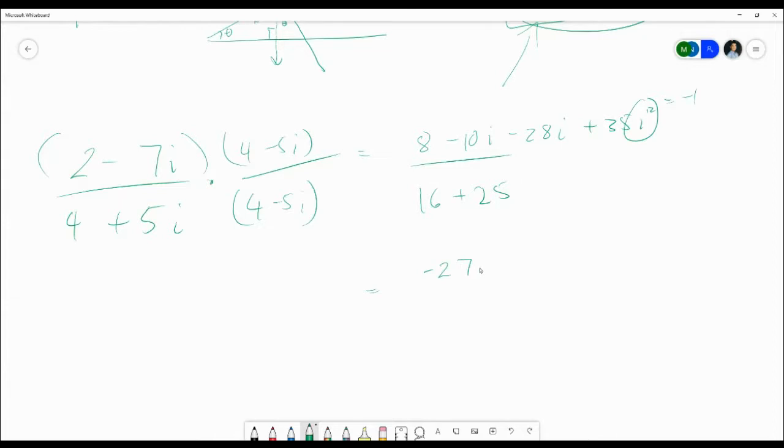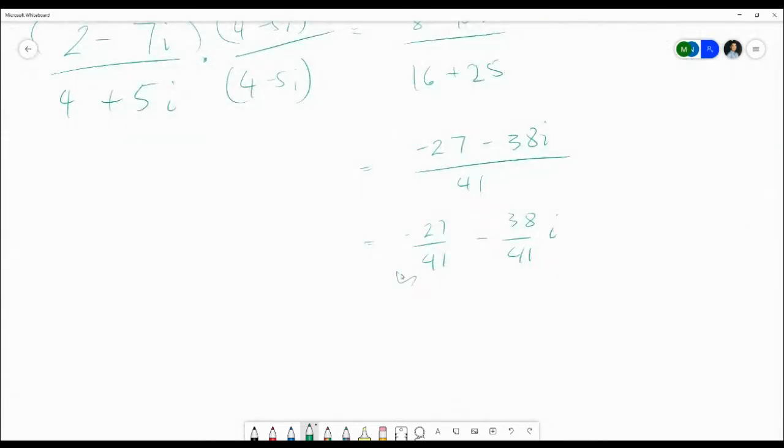Okay, 38i over 40. So that last step is because we want to keep it in a plus bi form, rectangular form. Yes, got it. So this is your A. This is your B. Okay, so this includes the negative as well. Okay, I see what you mean.